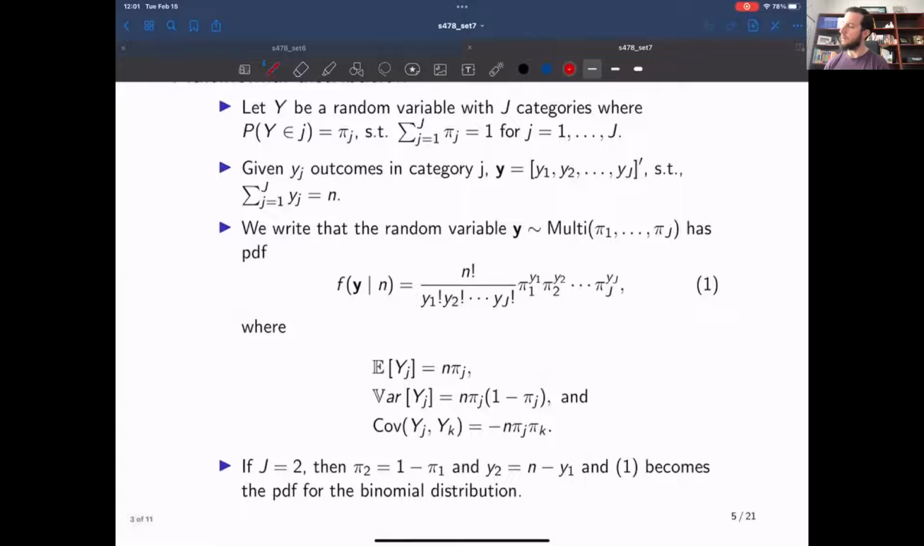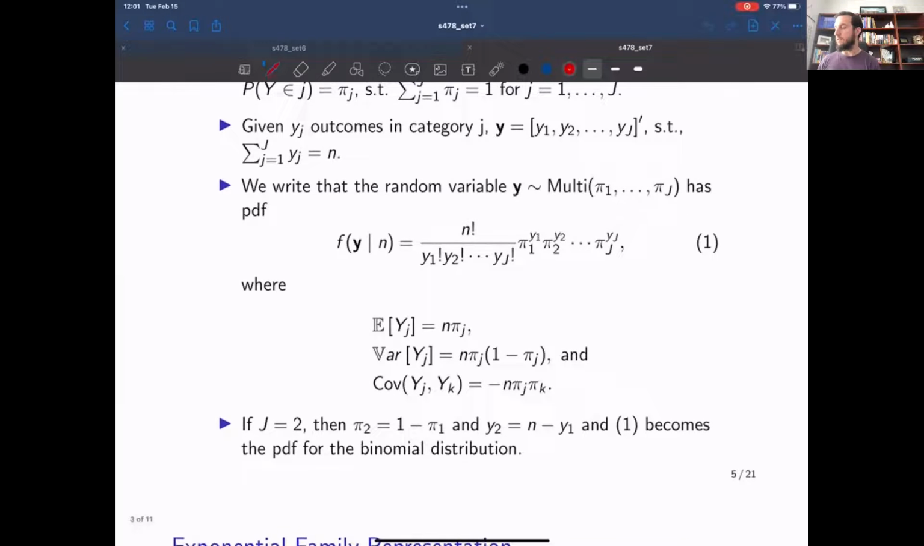All right, so that would be defined such that there would be y1 outcomes in category 1, y2 outcomes in category 2, and yJ outcomes in category J. Okay, so n total observations: y1 plus y2 plus yJ is equal to n. Pi1, pi2, and piJ represent the proportion of observations that belong to each category. We have the expected value of yj, the variance and the covariance, some additional properties defined below.